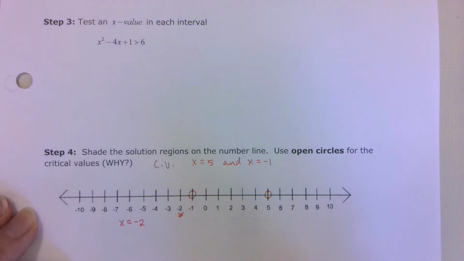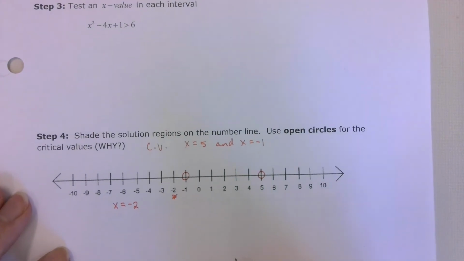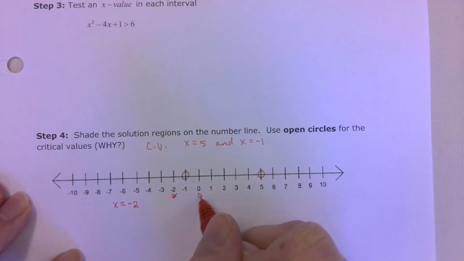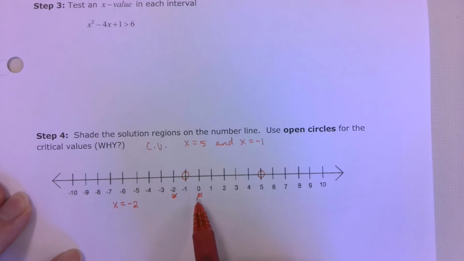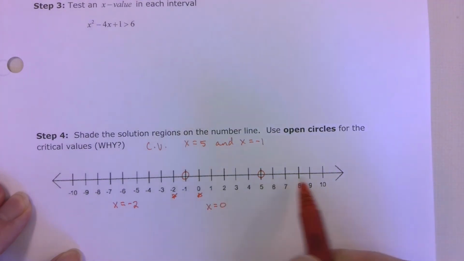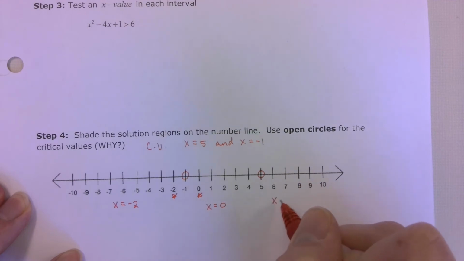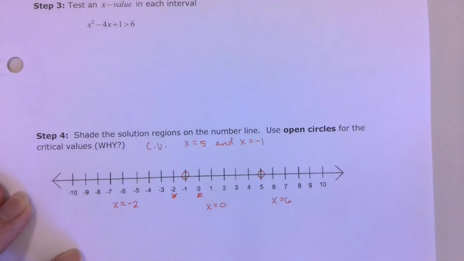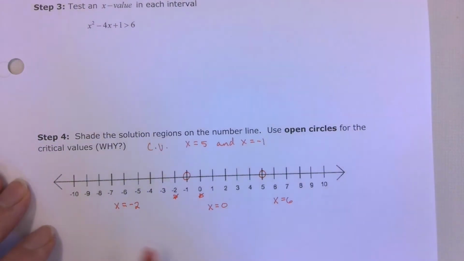I'm testing negative 2. In order to test this region, I'm going to use 0. I can use anything in between, and I like to pick 0. So I'm going to test x equals 0. And then to test the above region, I'm going to go with 6. So you can pick any number you want. I just choose to pick the number closest to it, or easiest for me to use, like 0. Okay, so once I plug these numbers in, it's going to tell me whether it works.